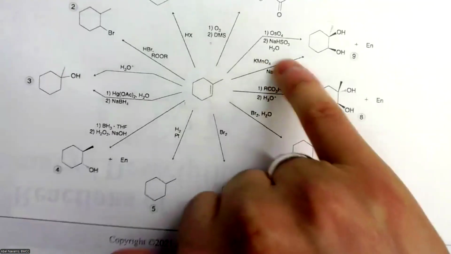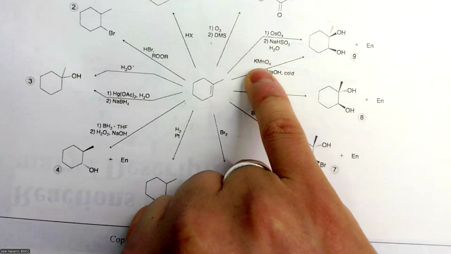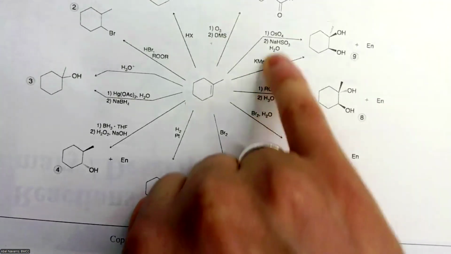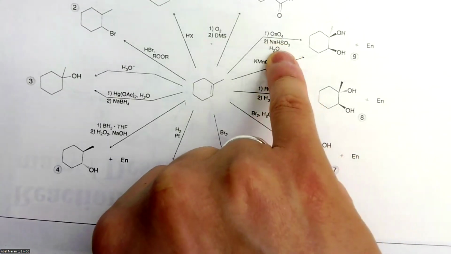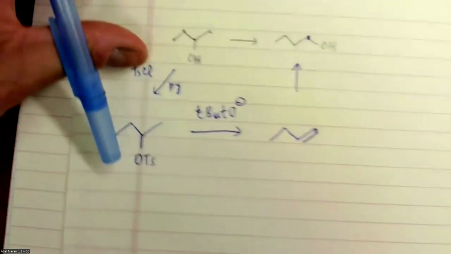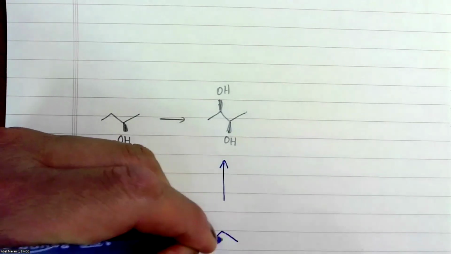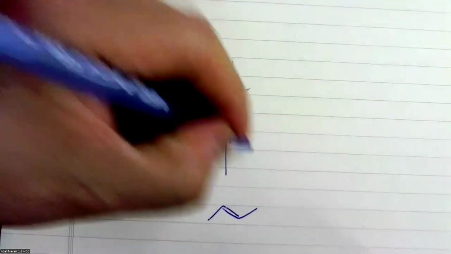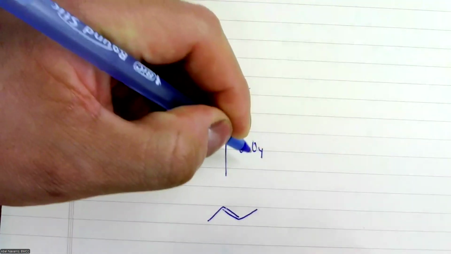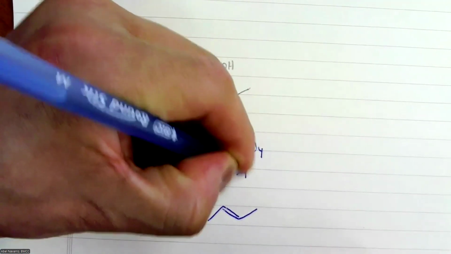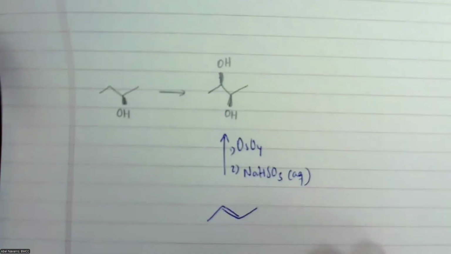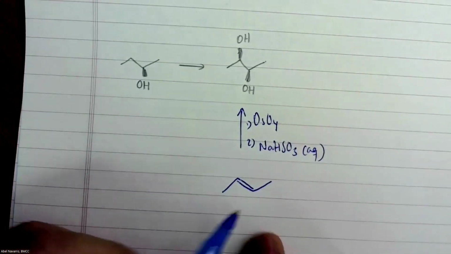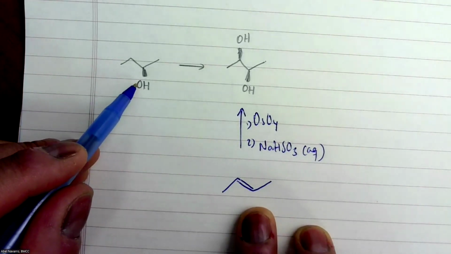So I need an alkene, and I will use either potassium permanganate in sodium hydroxide or osmium tetroxide with sodium bisulfite. Okay, so that means that this guy came from an alkene with osmium tetroxide, sodium bisulfite. Okay. Now, Professor, how do I make this alkene from this OH?